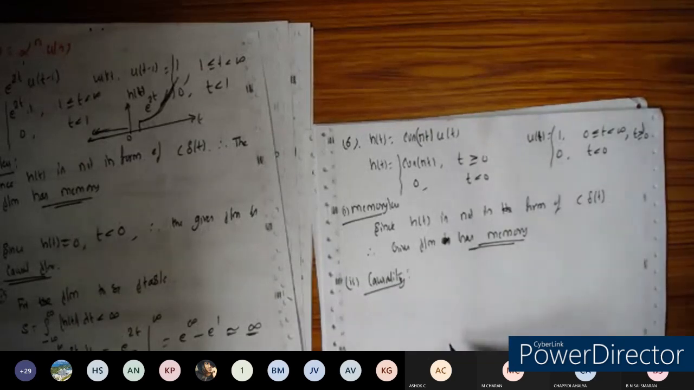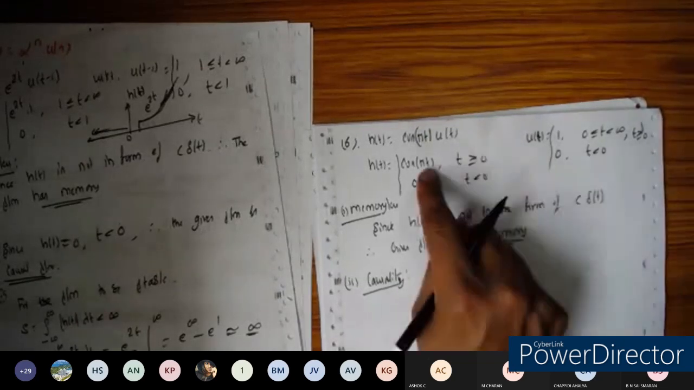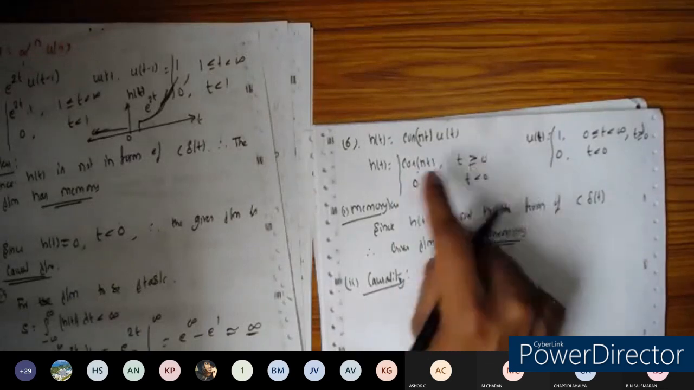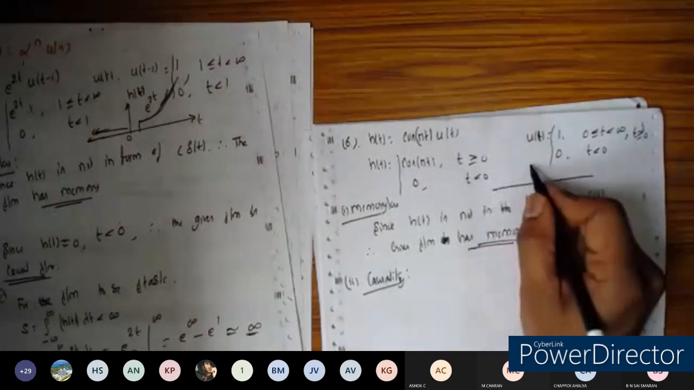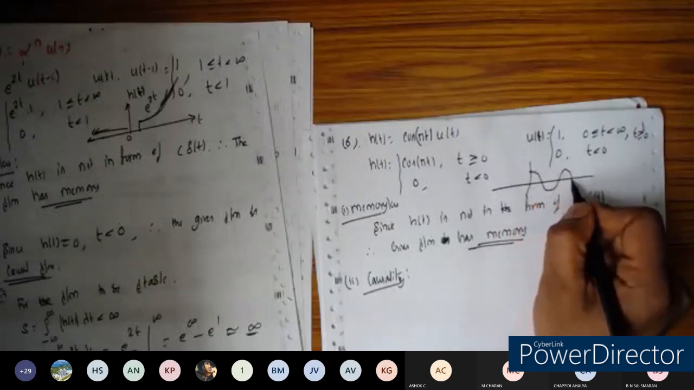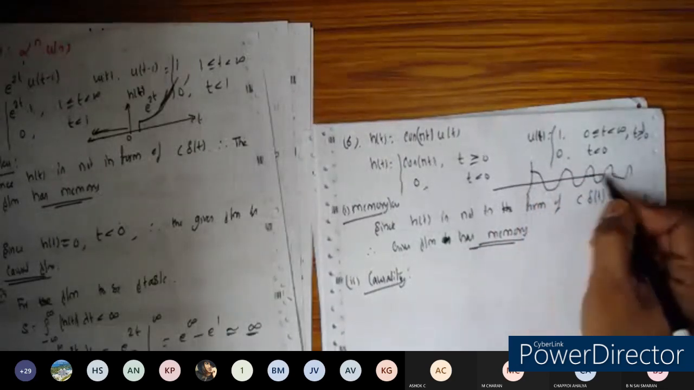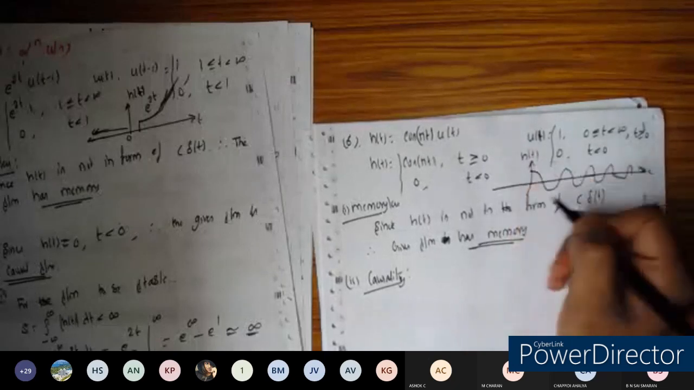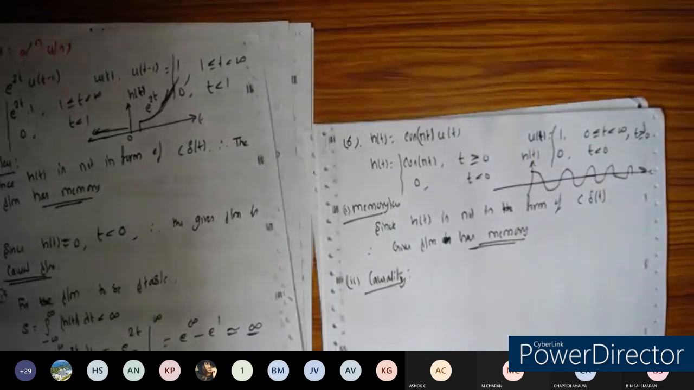Okay, so let us go for the causality. Since for t less than 0 it is 0 here, we can say it's a causal system. It is defined for the positive values. If you plot the waveform, the cos starts from here and will be defined up to infinity. So this is h of t, and from 0 to infinity it is going to be defined.